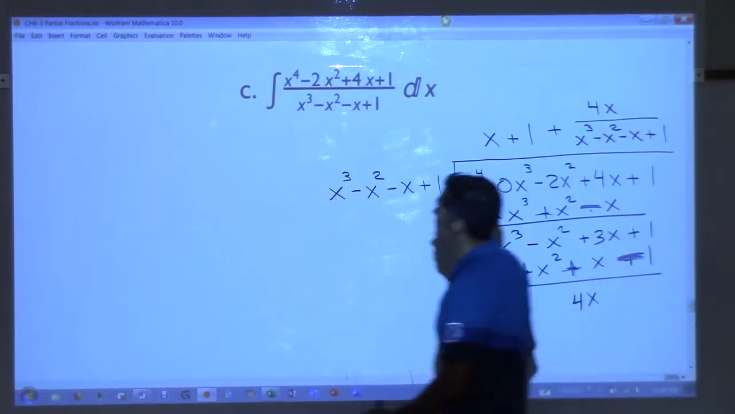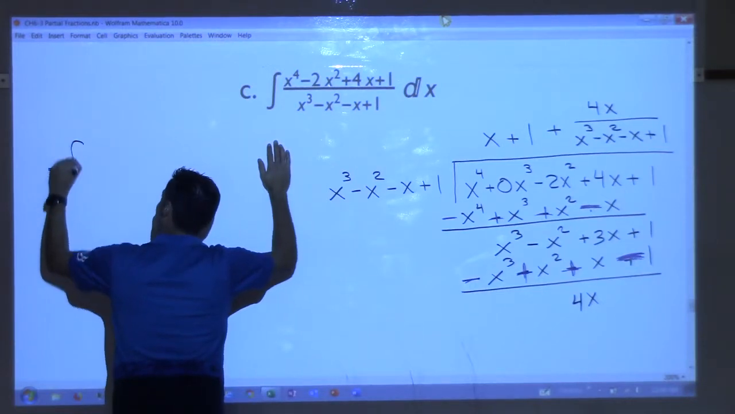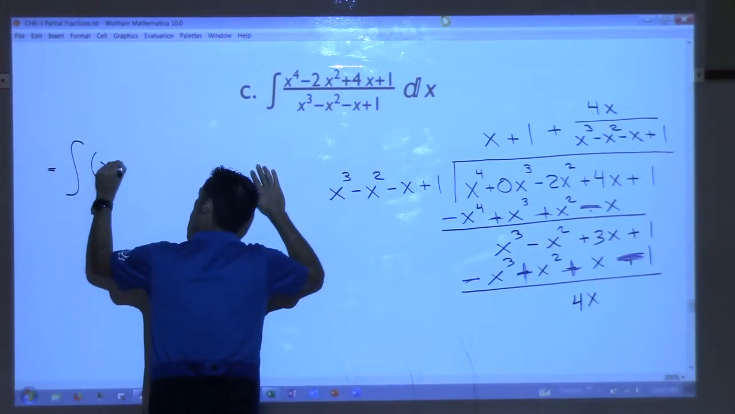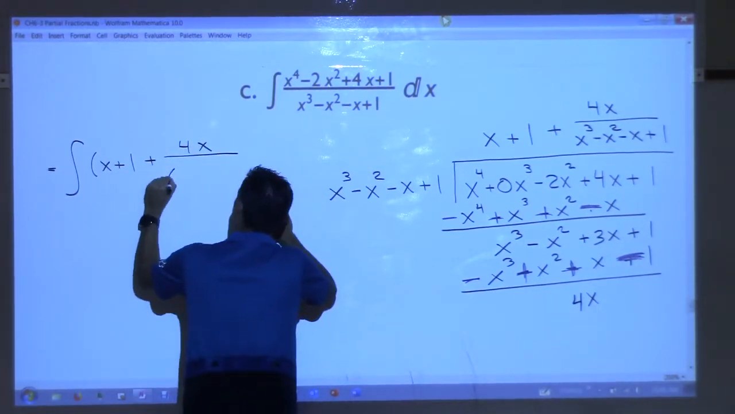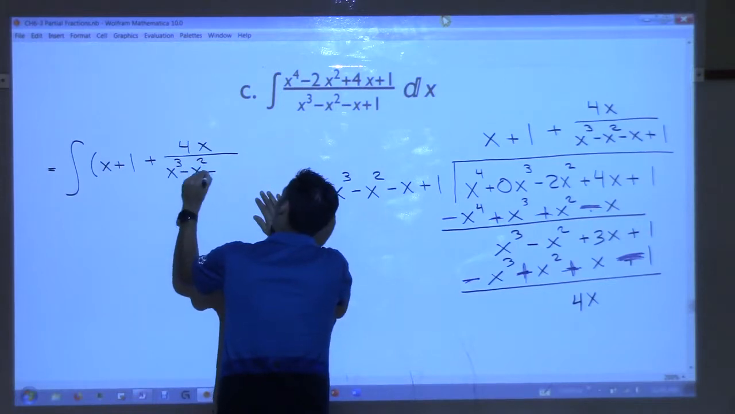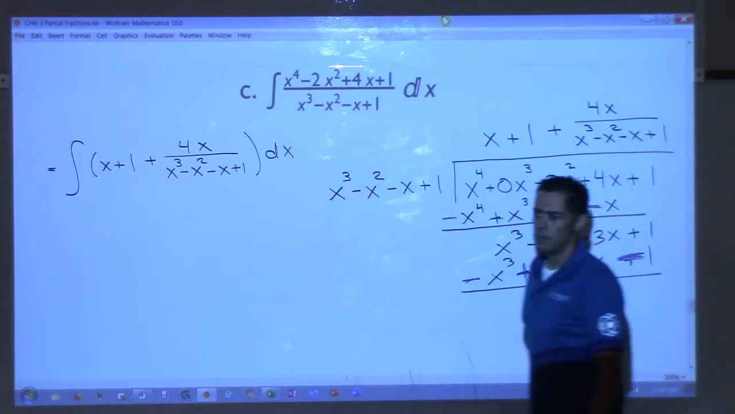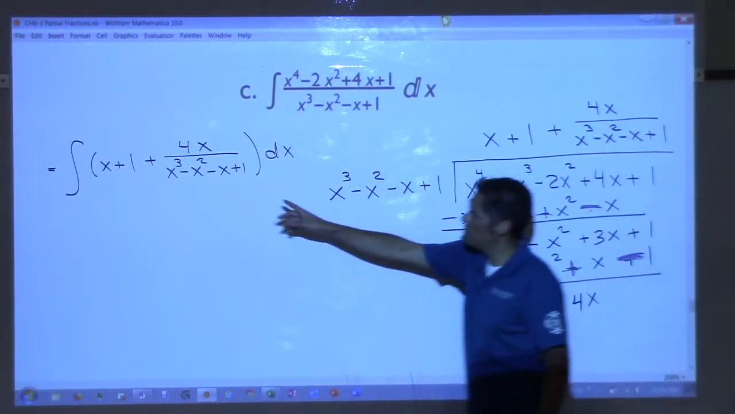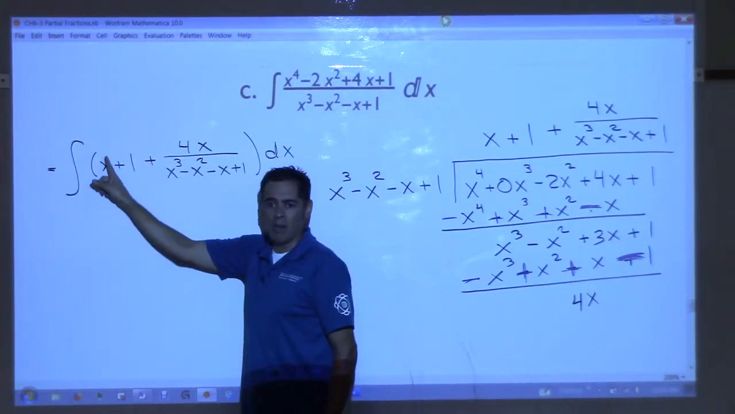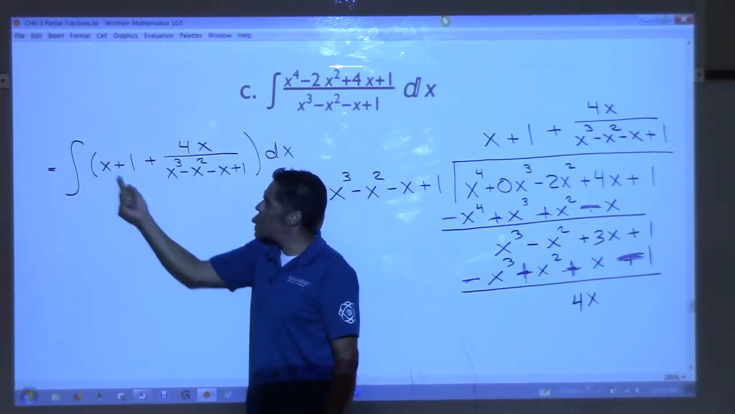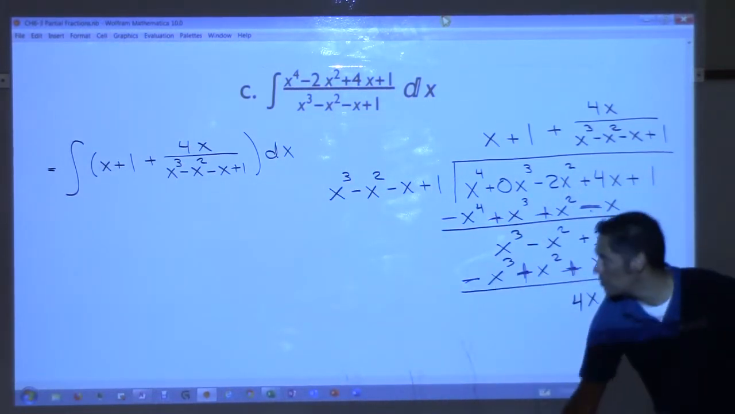Okay, so now what we'll do is I'm going to rewrite the integral. This integral now becomes the integral of x plus 1 plus 4x over x cubed minus x squared minus x plus 1, that whole thing, right? Now because there's addition, we can just do these one by one, right? Like this one and this one and then this one. Now the first two, we can handle no problem, right? It's that last one that we're going to have to do a little work on.